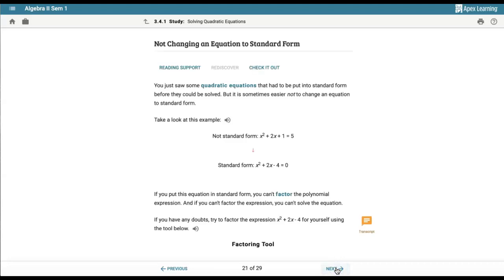Okay, and then finally, the last little section in this 3.4 study is not changing an equation to standard form. There are some things that might not get changed to standard form. It might be easier to solve, or it might make it impossible to solve if we change it to the standard form. So for example, the standard form is down here, and this is the not standard form.